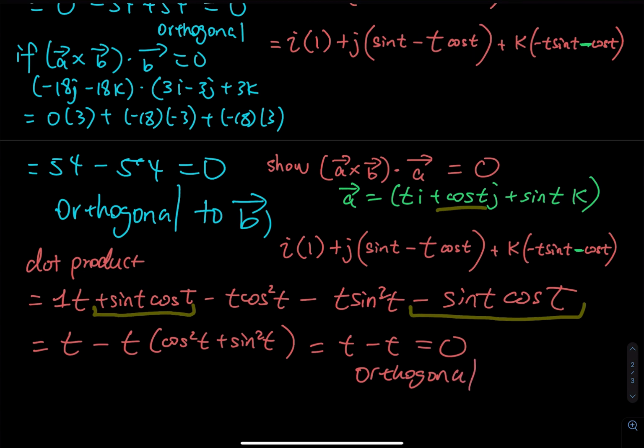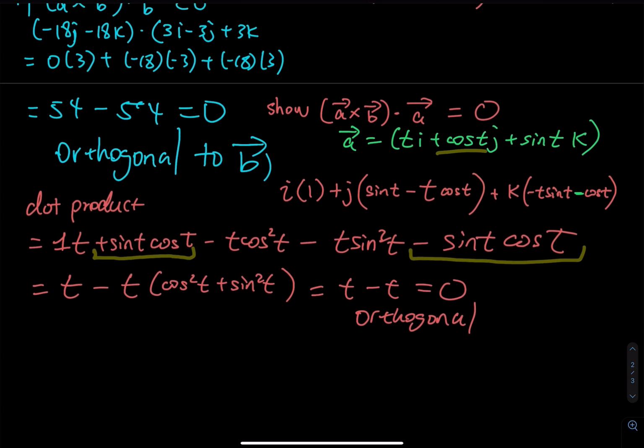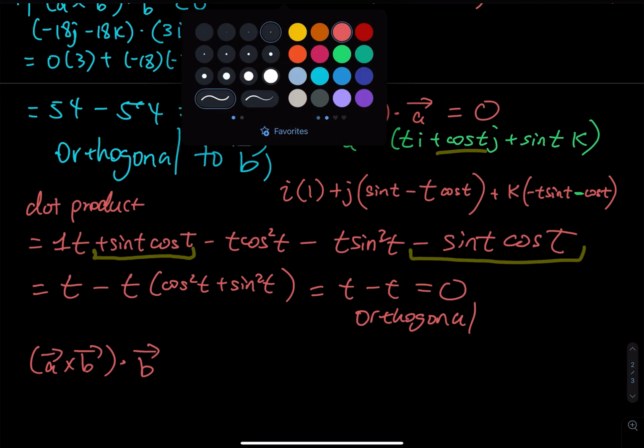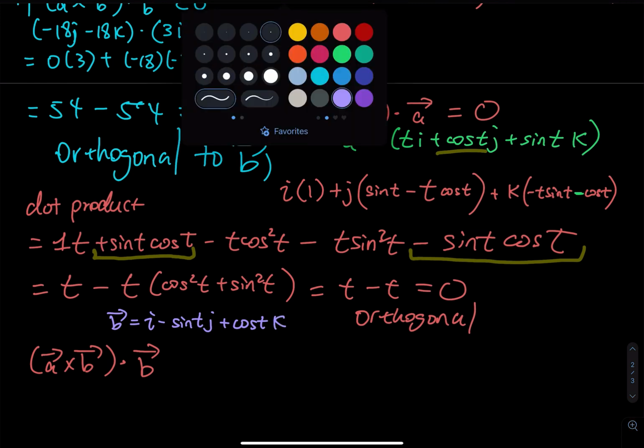Whew. We still have one more to go. Now we have to do the cross product and then dot it with vector B. So we have to do the cross product A cross B, and then we have to dot product with vector B. Okay, what is vector B? I'm going to bring the vector B up for you. So the vector B is i minus sine t j plus cosine t k.